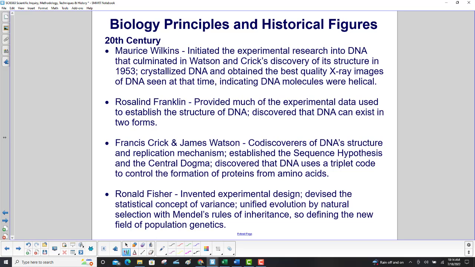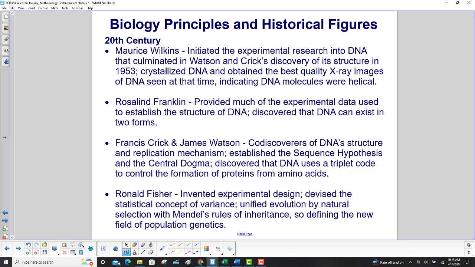Francis Crick and James Watson, co-discoverers of DNA's structure and replication mechanism, established the sequence hypothesis and the central dogma, and discovered that DNA uses a triplet code to control the formation of proteins from amino acids.